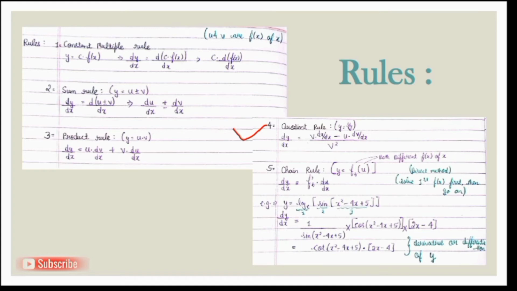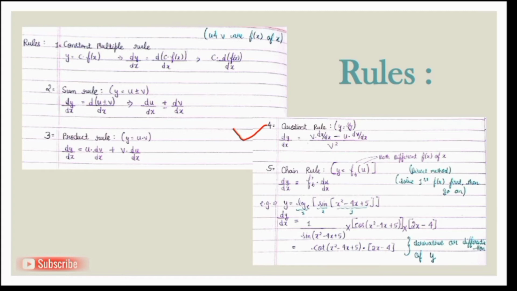Let's see that dy upon dx will equal the differentiation of the first function and the differentiation of the second function. For the first function we have written f dash, as we have seen earlier that f dash is the differentiation of f, and for the second we have written du upon dx.